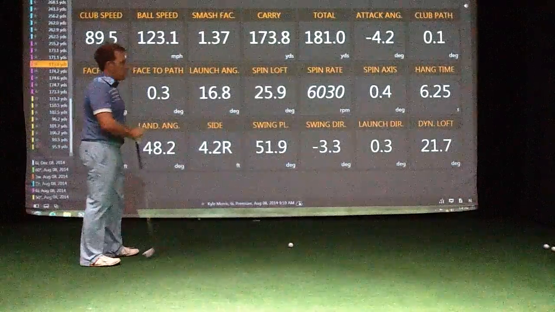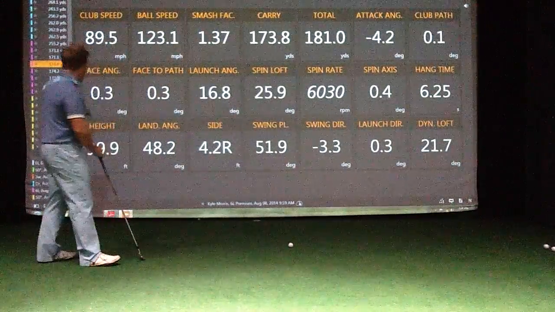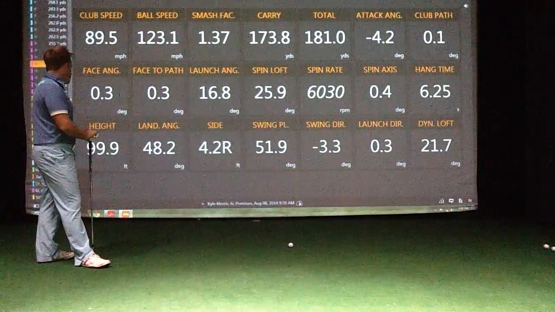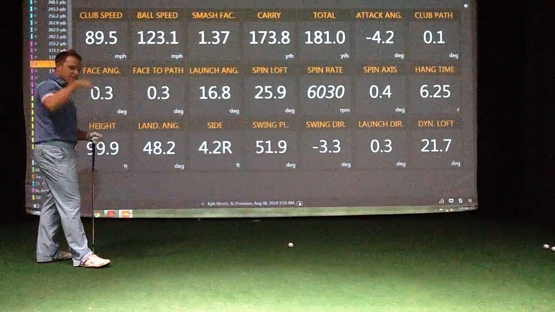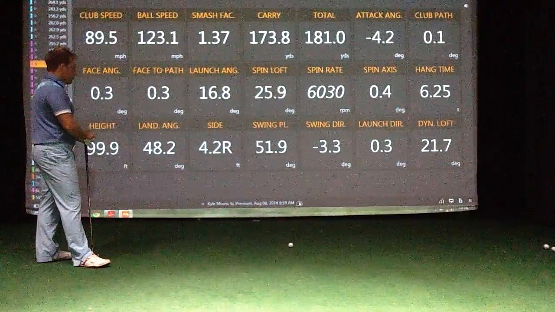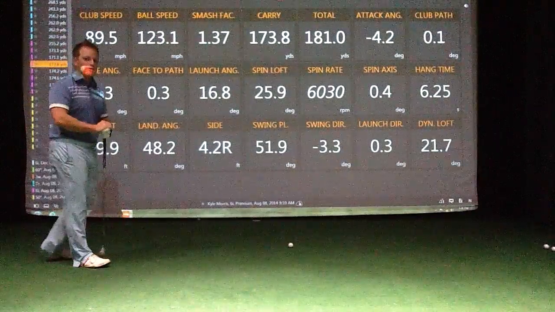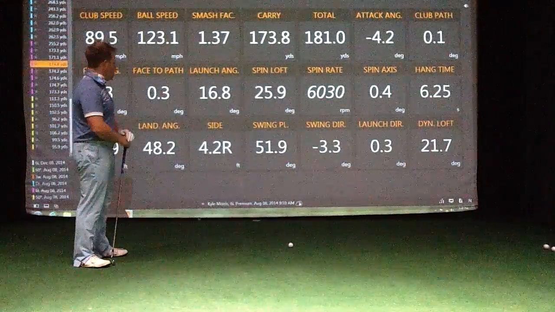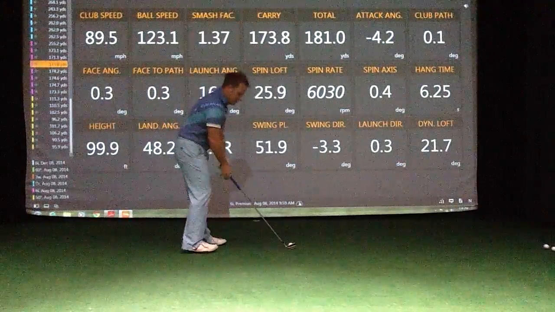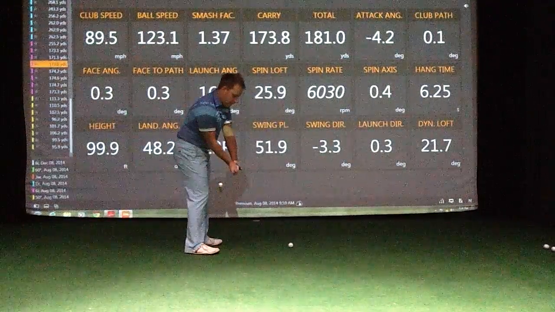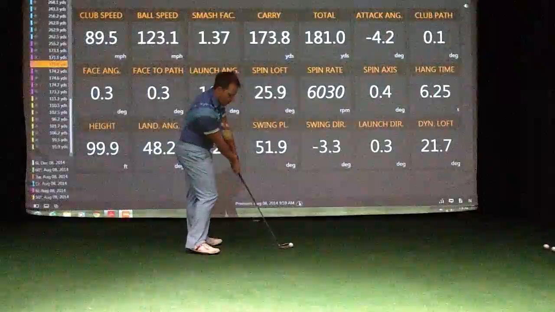Hang time is how long that ball is in the air. The height is the measured height, what the ball is at its apex. The land angle is how steeply that ball is landing. The side is how far that ball is landing from the flag. So this ball landed 4.2 feet away. That's pretty good.